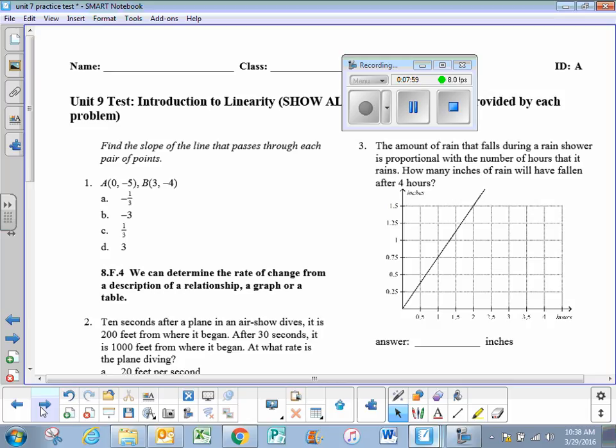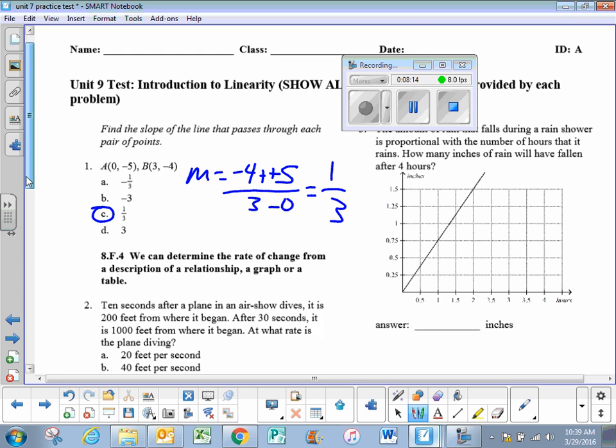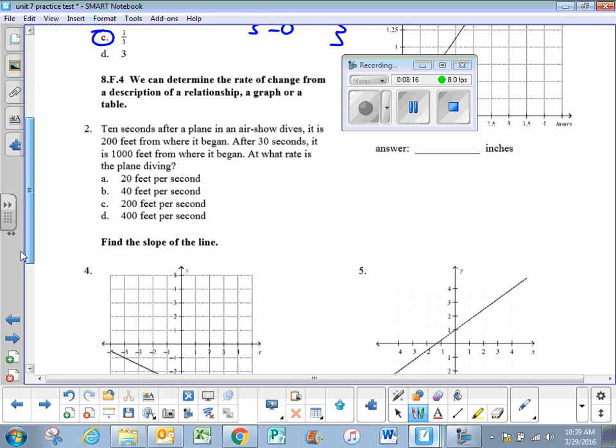Okay, this is what we spent a lot of time on yesterday, so I really hope everybody got these right. -4 minus -5 over 3 minus 0 plus a positive. Use your calculator, please. Okay, it's silly to miss those. Really silly.